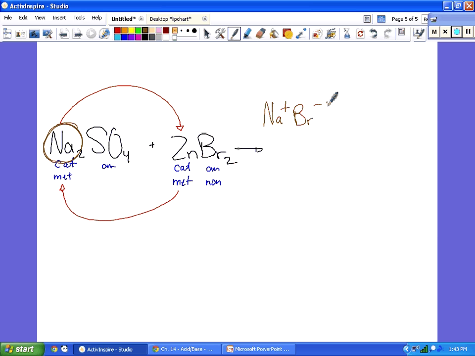I forgot what they were. Diatomics is one of them. Checking your charges, polyatomics, and reverse crisscross. Those are the 4 major things. All right, so we have NaBr.